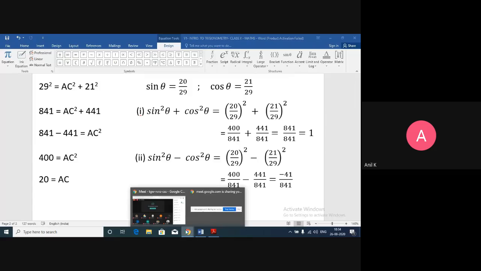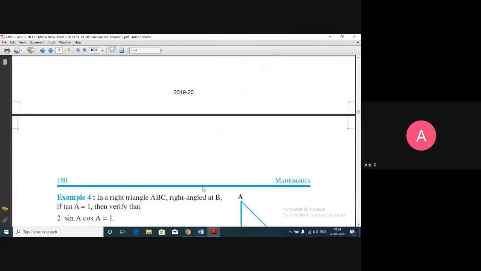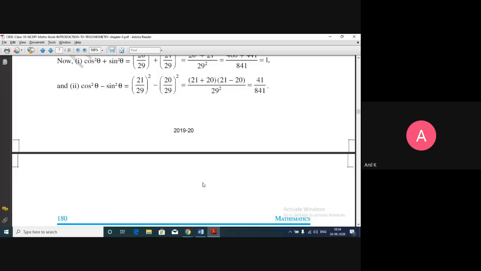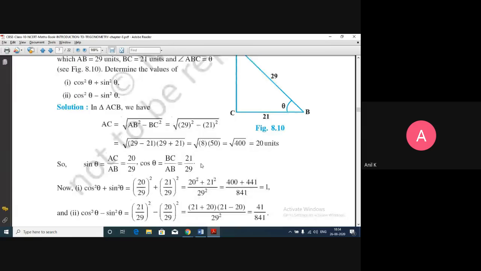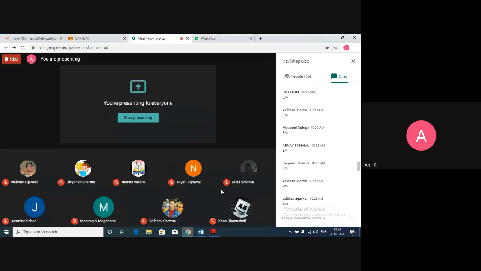Is this example clear for everyone, or does anyone have a doubt? The second question is cos square theta minus sin square theta. Sorry, I think I kept it the other way around, that's why I got a negative value. If it is cos square minus sin square, then 441 minus 400, that is 41 upon 841. That will come. Is it clear, or does anyone have a doubt?